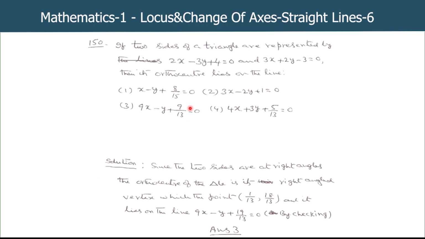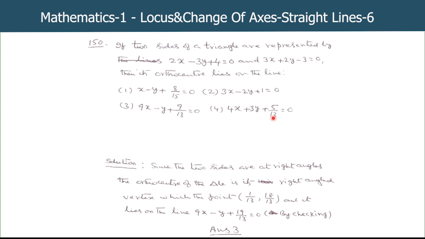Next, 150. If two sides of a triangle are represented by 2x minus 3y plus 4 equal to 0 and 3x plus 2y minus 3 equal to 0, then its orthocenter lies on the line x minus y plus 8 by 14 equal to 0, 3x minus 2y plus 1 equal to 0, 9x minus y plus 9 by 13 equal to 0, or 4x plus 3y plus 5 by 13 equal to 0.